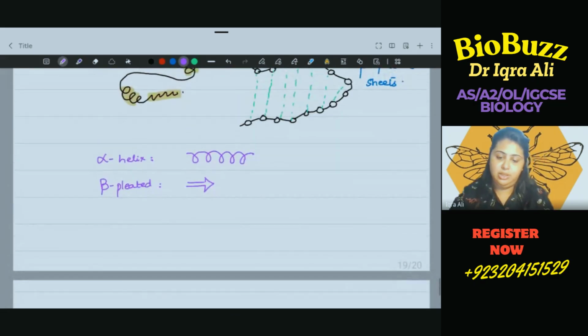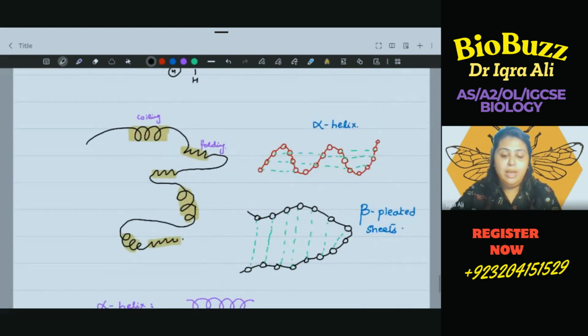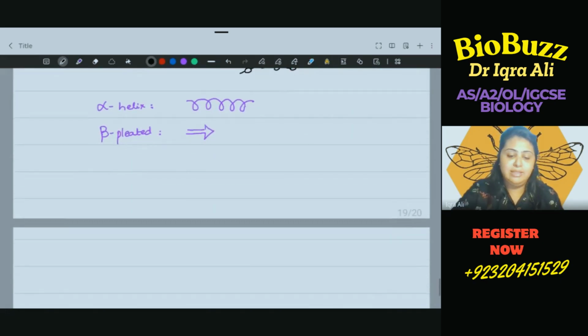Now let's make a secondary structure. I'm going to make a secondary structure using the foldings and the coiling. First, we have seen what is folding, what is coiling. Then we have seen a structure that has a different arrangement of the bondings, that is alpha helix and the beta pleated sheets. Then we know how we are going to represent the alpha helix and the beta pleated sheets. So let's make this alpha helix and the beta pleated sheet.